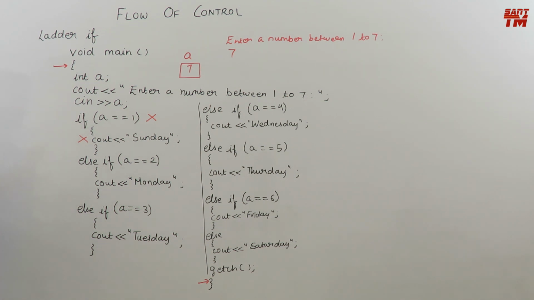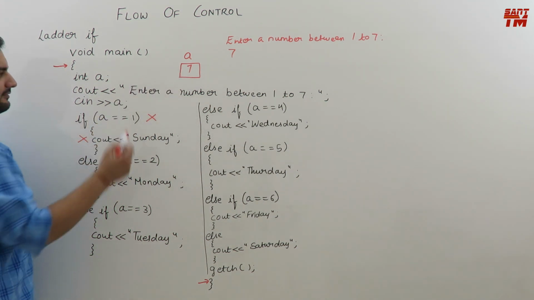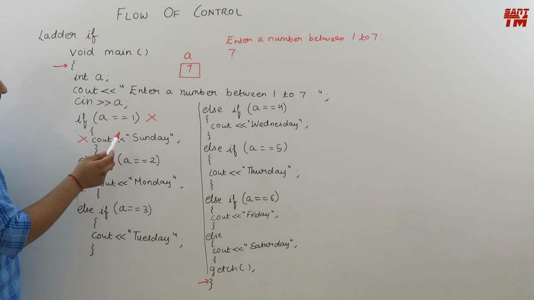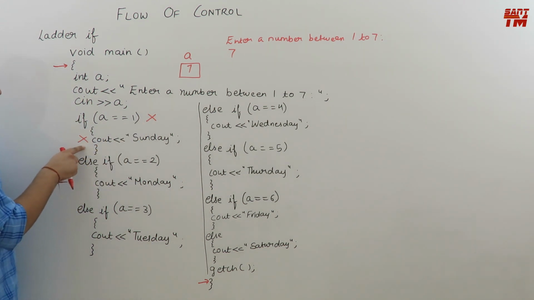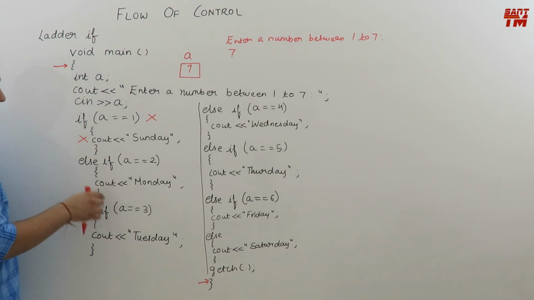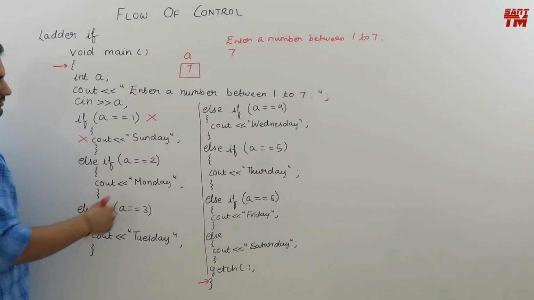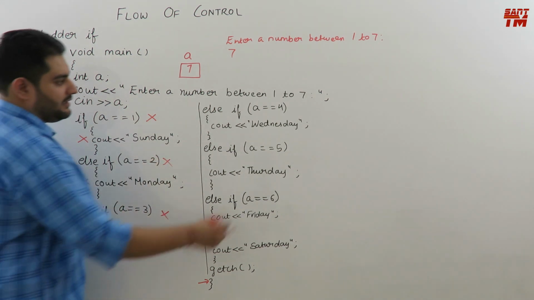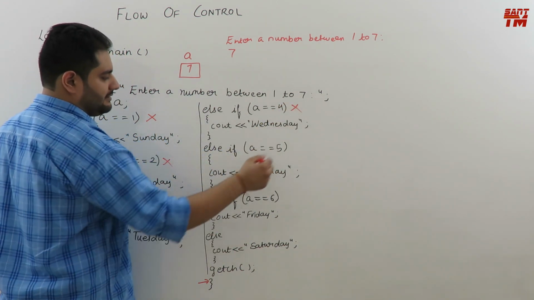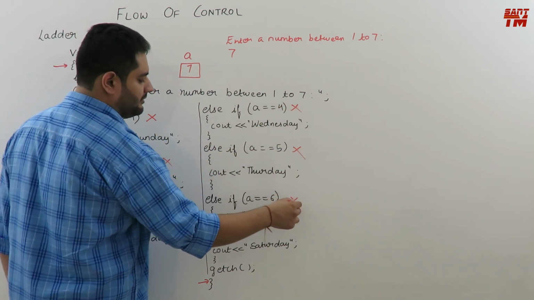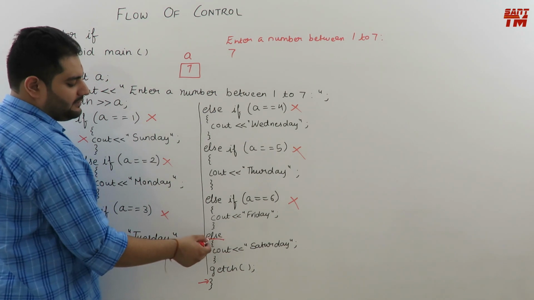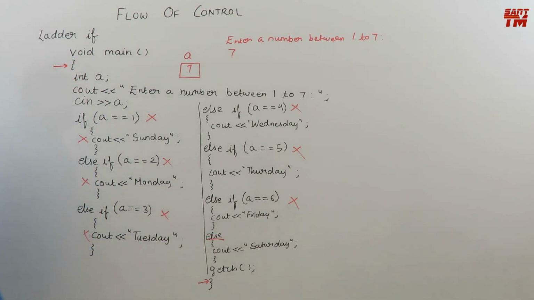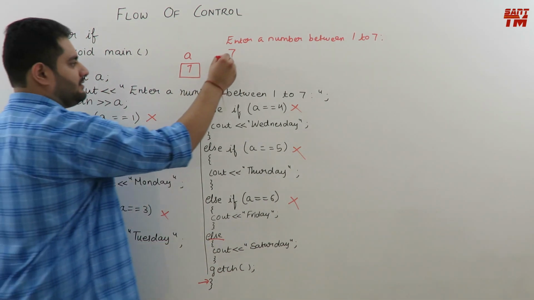So see here, now our a is having value 7. So if a equals 1, no, this is false, so this if will not be executed. Else if a equals 2, no, again false. a equals 3, again false. a equals 4, again false. At 5 also false, at 6 also false. So at last we are left with the else part, cout Saturday. That means we will get the output as Saturday.